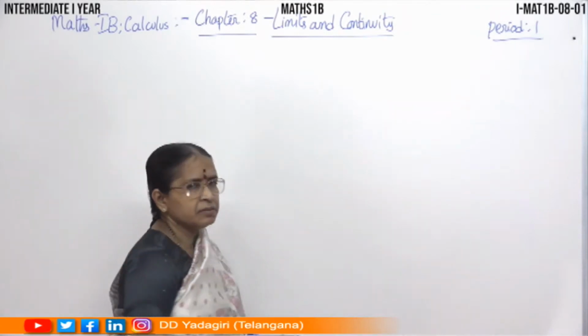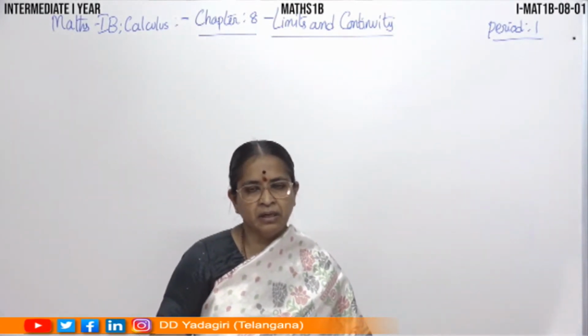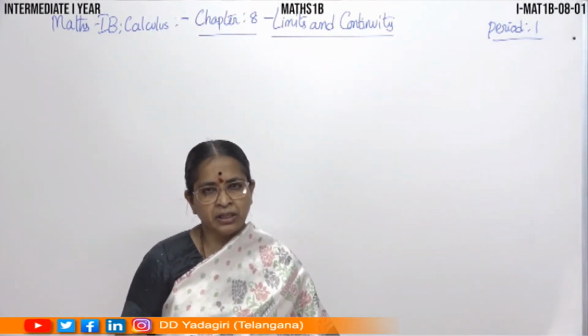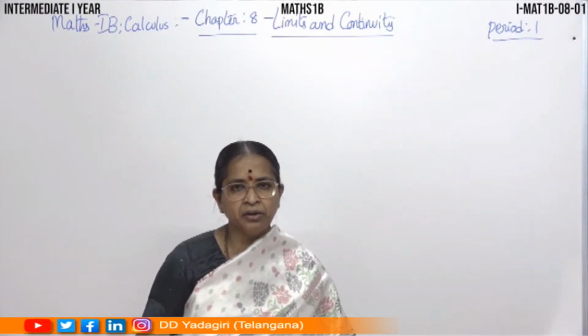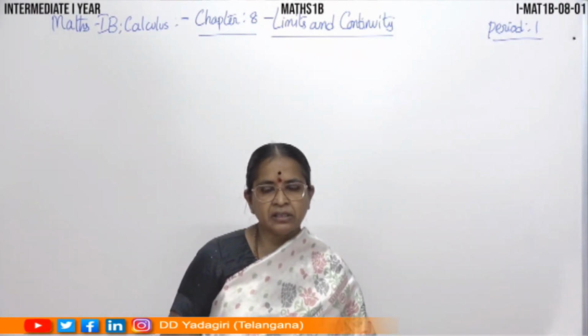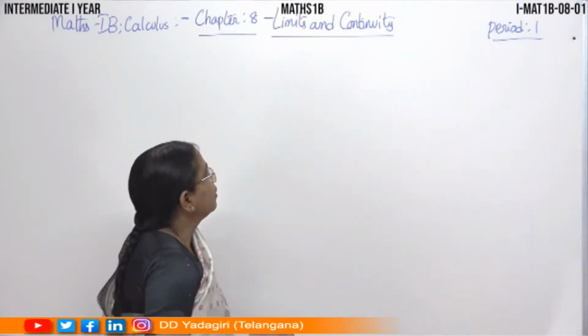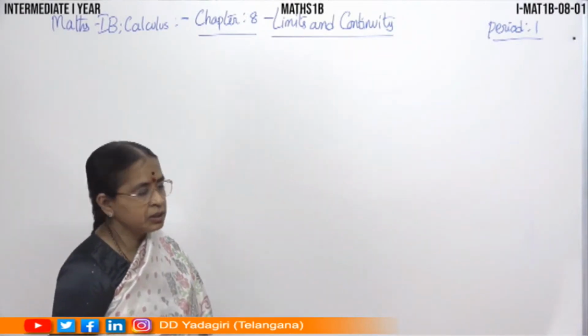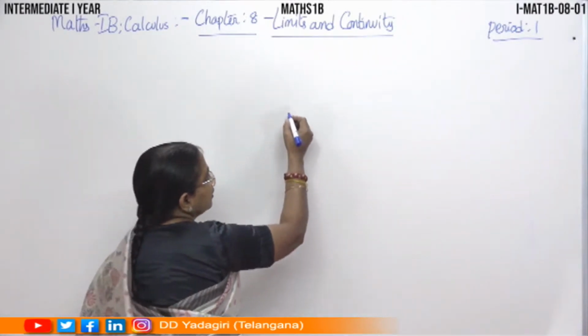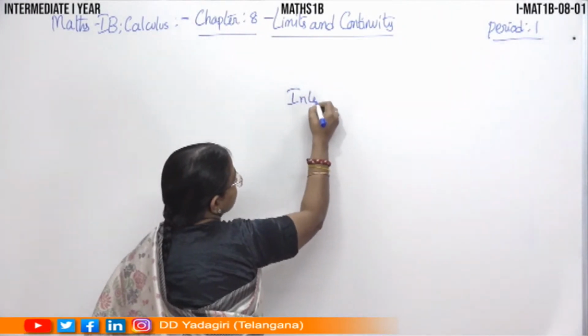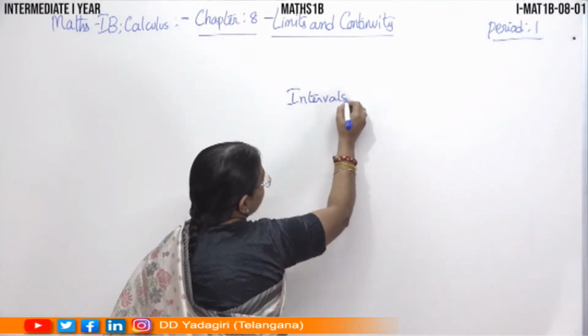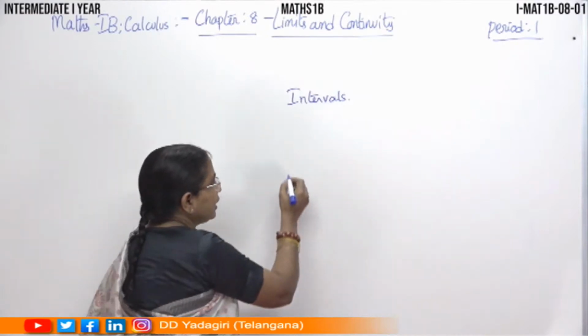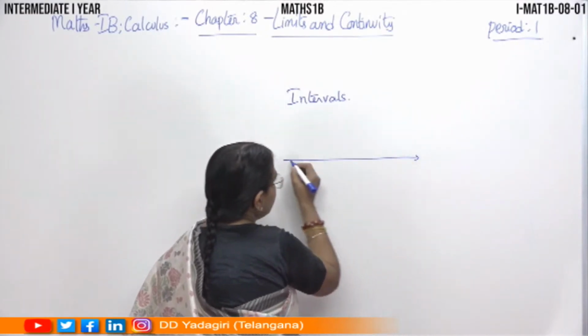In calculus, the first basic thing is limits and continuity. The chapter name is limits and continuity, but continuity is deleted for this academic year. Now what is this limits? Before learning about limits, we'll learn something called intervals. What is an interval? Okay, now consider a real number line.